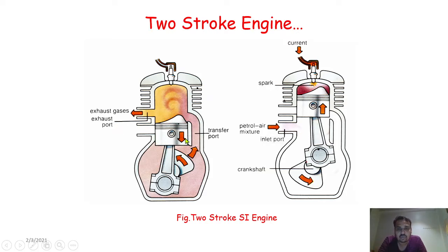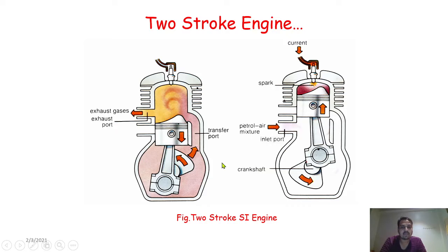Within these 2 strokes, the 4 processes: suction, compression, expansion and exhaust happen inside the two-stroke engine. So we have to understand how suction and compression happen simultaneously, and expansion and exhaust happen simultaneously, within 1 revolution of the crankshaft and only 2 strokes of the piston. That is very important. Here we have 2 diagrams, 2 cut section models of the two-stroke engine.